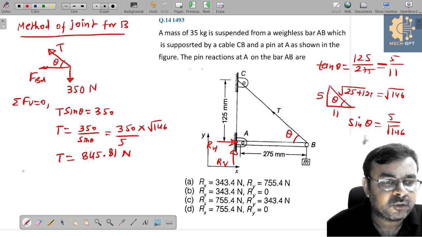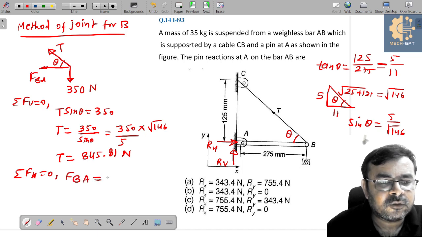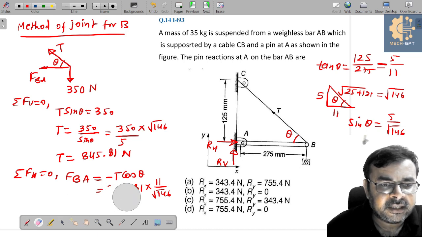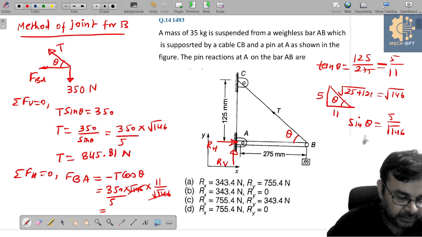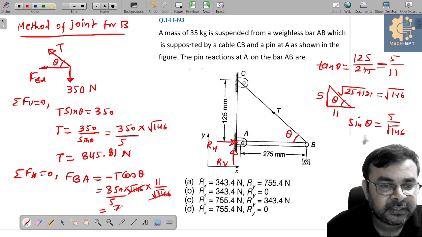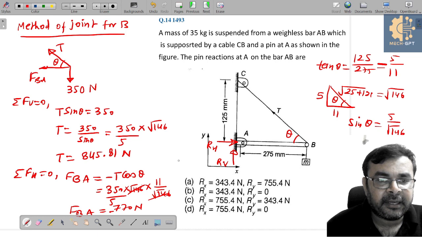And after getting tension T, can I say if I apply summation of horizontal forces equal to 0, FBA is equal to minus T cos theta. And obviously here we have 845.81 into cos theta, which is 11 over square root of 146. Correct? So instead of writing this, can I write 350 into root of 146 over 5. So this term is cancelled out with this. So simply here we get 11 over 5 into 350. So this is 770 Newton. 770 Newton. This is nothing but FBA with a negative sign. Yes or no? So this is FBA.